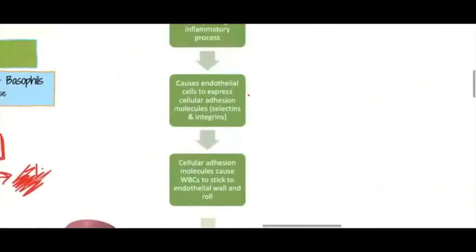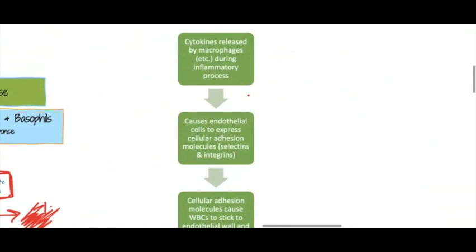This is where things do get a little bit confusing. I'm going to try to break it down as simply as I can. There are cytokines that are released during the initial inflammatory process, okay? I know the word cytokines hasn't come up yet, so it seems like it's coming out of nowhere, but throughout this entire process that we've been talking about, we just haven't mentioned them, but they've been being created and being released.